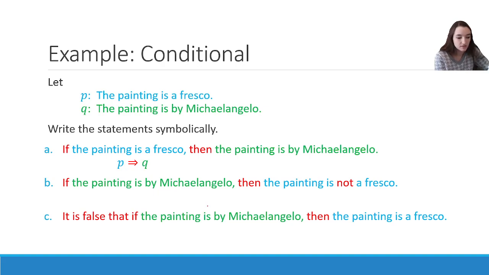So if the painting is by Michelangelo, then the painting is not a fresco. So here we've got this not. Notice that this is not P here, so negation of P, and Q is over here, so we end up with Q, arrow, negation of P this time. And here we've got our it is false that, right? So how does that work? That's our big old parenthesis around this whole thing with the negation. So if the painting is by Michelangelo, then the painting is a fresco. Well, that's our Q, our arrow, and our P again, like so.